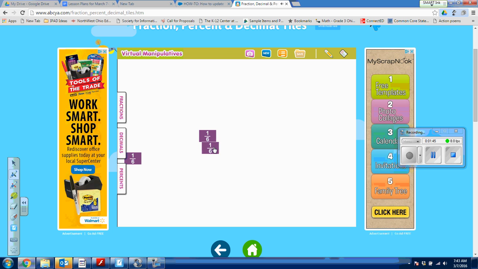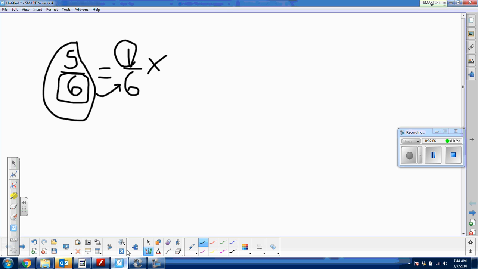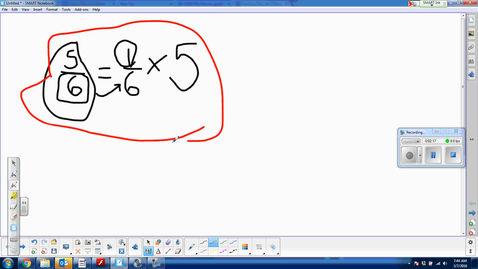Here's 1, 2, 3, 4, and 5. So here's the thing, we would need 5 of these 1/6s. We need 5 of them. With that being said, we could say that 1/6 times 5 equals 5/6. And that is what I'm expecting you to be able to do today.